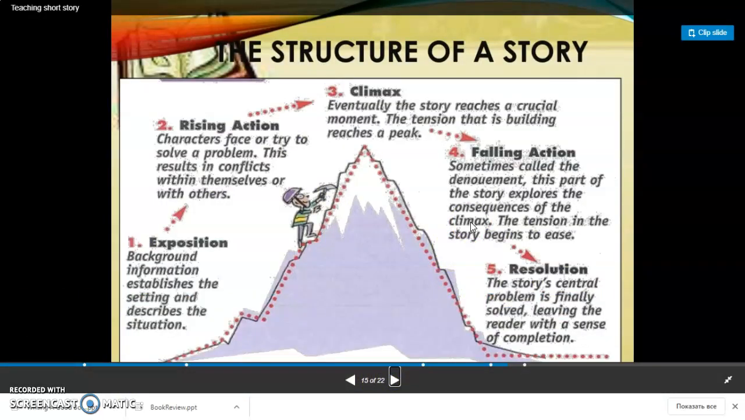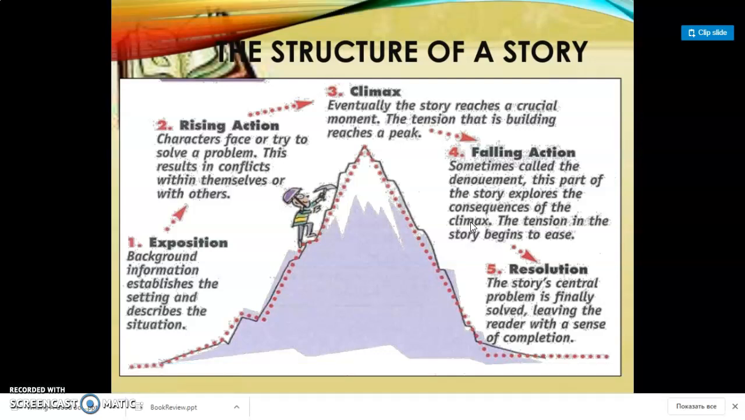The structure. Here you can see the overall structure of the short story. It starts from the exposition, the background information that establishes the setting and describes the situation. And it goes up to the rising action. Rising action, characters face or try to solve the problem. This results in conflicts within themselves or with others.